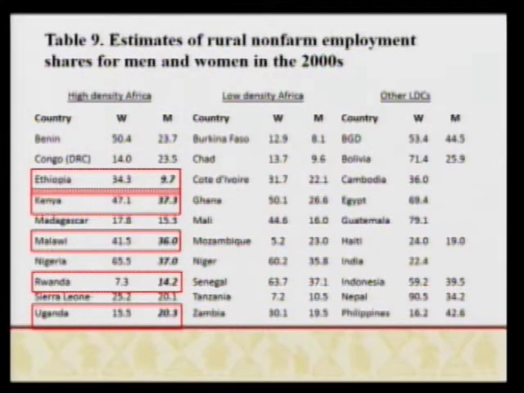Starting with rural non-farm employment, we use the demographic health surveys to get some estimates of the percentages of rural populations who list a non-farm sector as their primary employment. And what's interesting is that we don't really find a strong pattern. In the high-density African countries, you have some countries like Kenya and Malawi, where a lot of people report that they're engaged in a non-farm activity as their main source of employment, but very low levels in Ethiopia and, strikingly, Rwanda, which is the most land-constrained country, and Uganda as well. So there doesn't seem to be any systematic response.